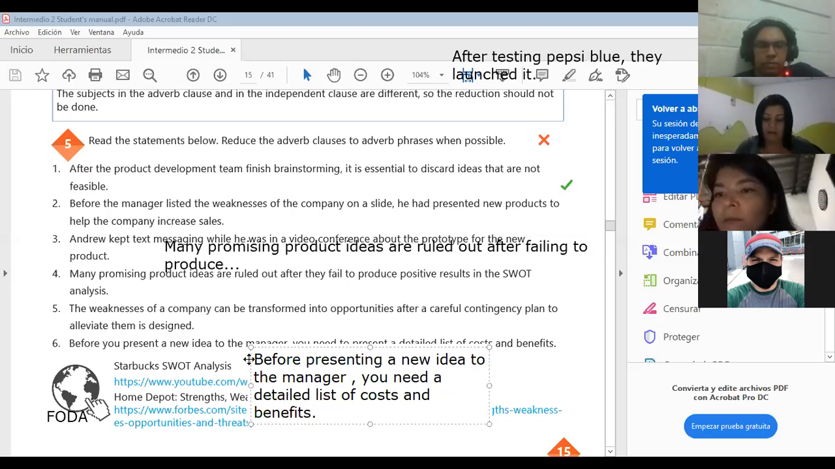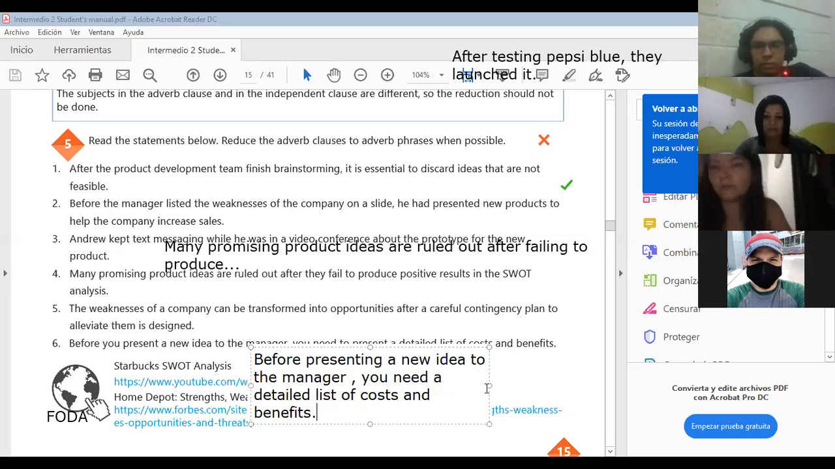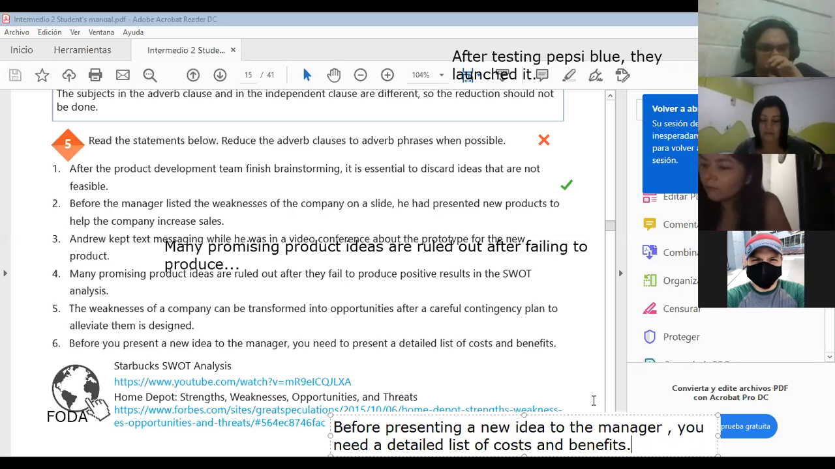Well, you guys, now this is as to management and the products. We can also use these types of sentences for real life examples too, for other types of examples. But we'll go over that later.